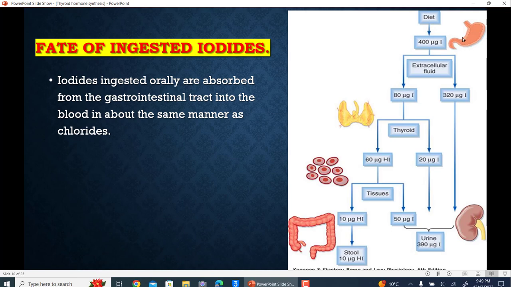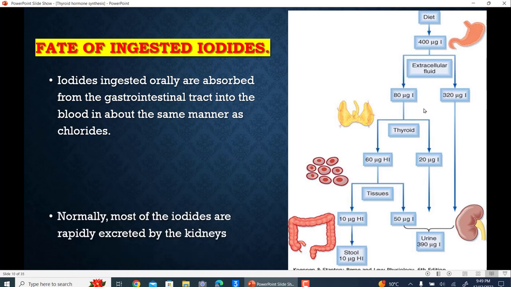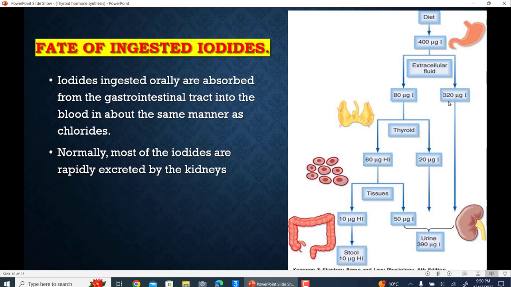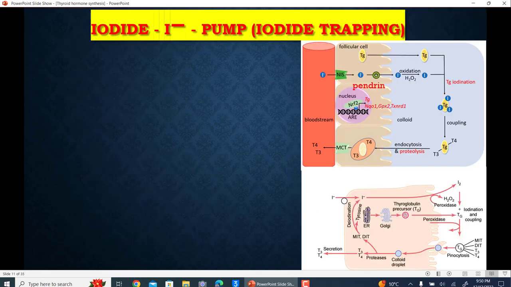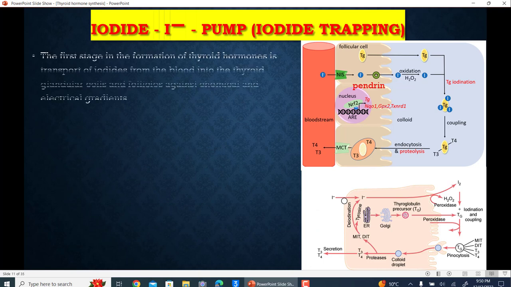Iodides ingested orally are absorbed from the gastrointestinal tract into the blood in about the same manner as chloride. Normally, most of the iodides are rapidly excreted by the kidney. One-fifth are selectively removed from the circulating blood by the cells of the thyroid gland. That is, about 20% is removed by the thyroid gland from the blood and used for synthesis of thyroid hormone. Iodide pump, or iodide trapping.